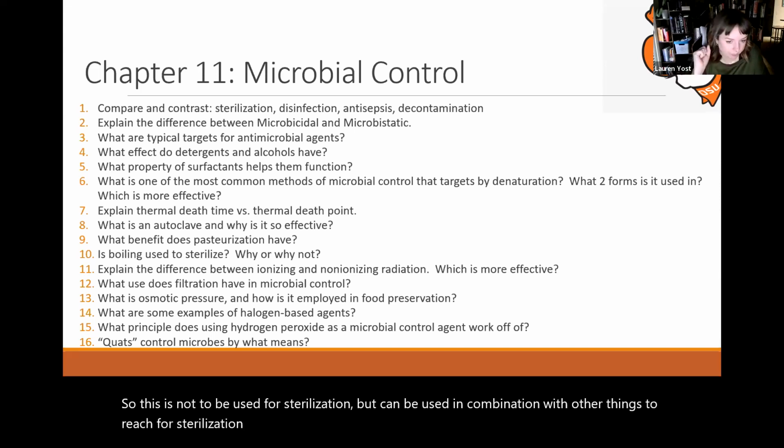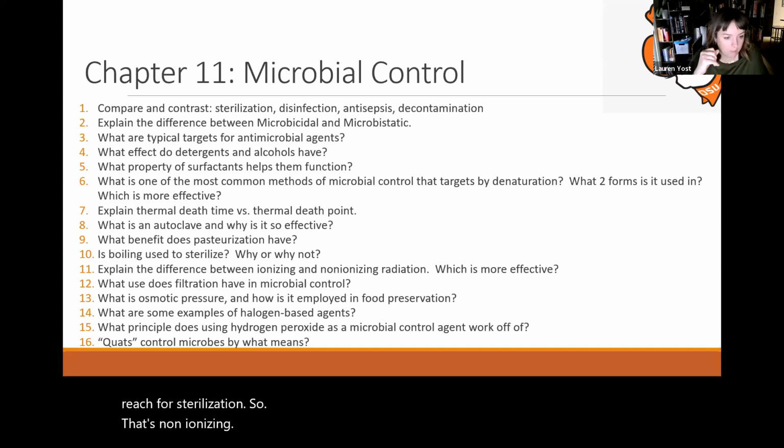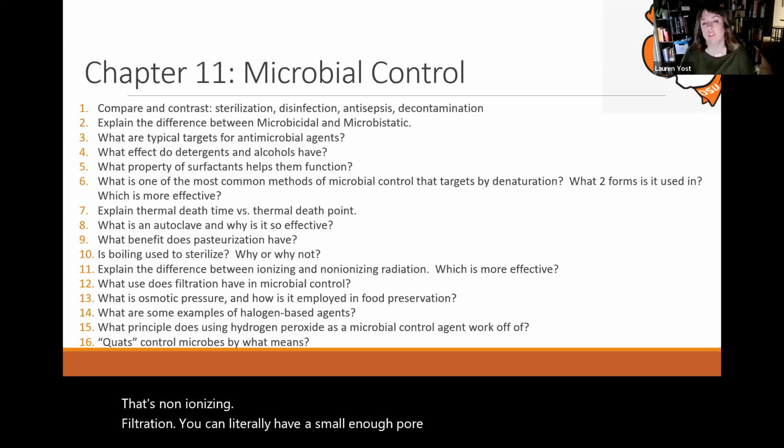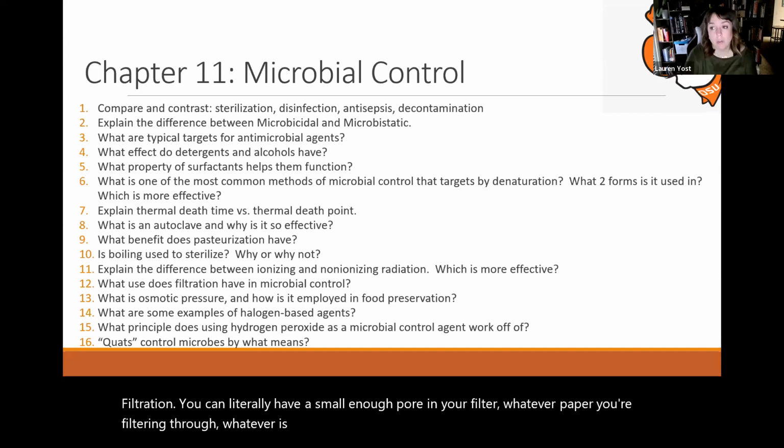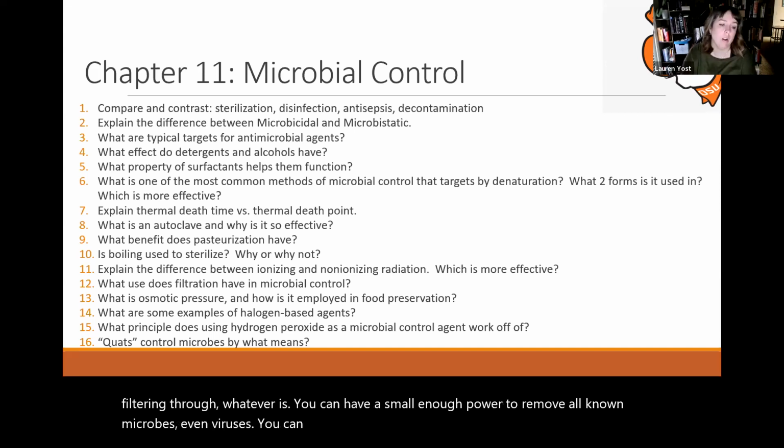So that's non-ionizing. Filtration, you can literally have a small enough pore in your filter, whatever paper you're filtering through, whatever it is, you can have a small enough pore to remove all known microbes, even viruses. You can filter them out.